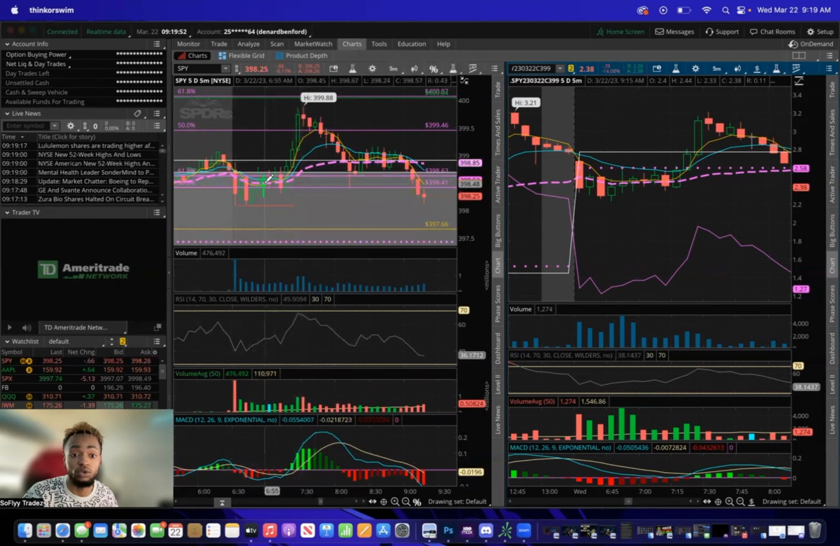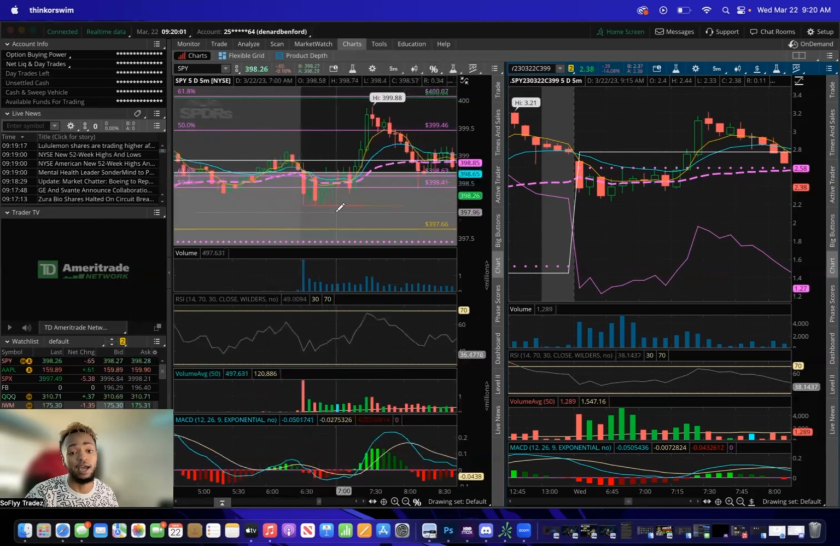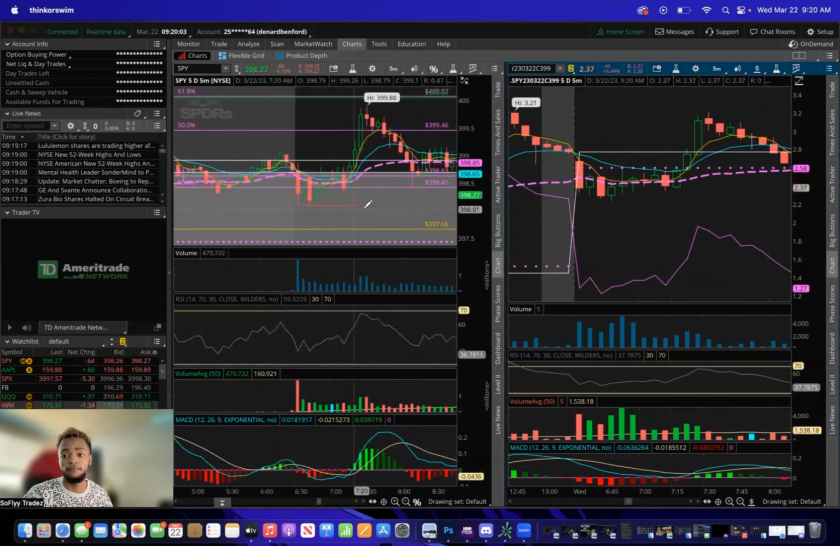I knew we were dropping into a demand zone. And usually when we drop into a demand zone, we reclaim it, break out of it, and probably come back in it. But I was looking for the reclaim to break back out of it, basically.